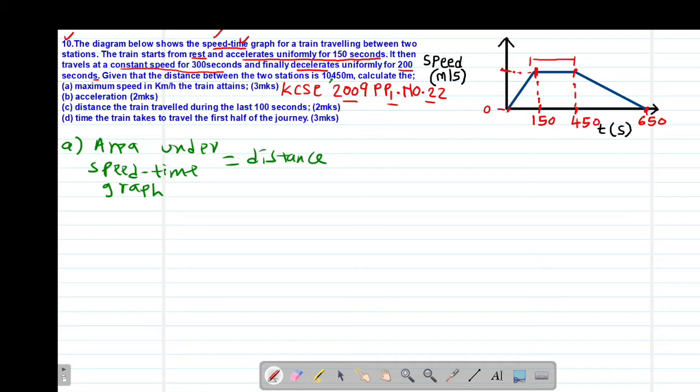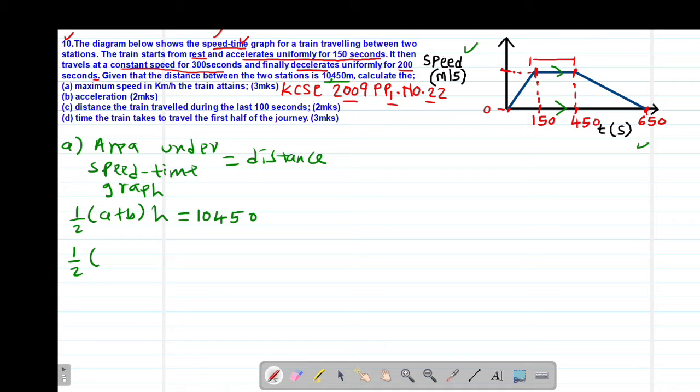Then the area under this particular speed time graph is in the form of a trapezium. Therefore, it means the area of the trapezium, which is given by a half into a plus b multiplied by the height, should give us the total distance, and we are told that the total distance is 10,450 meters. So this will be equal to a half, then into the values of a and b. Remember, a and b are usually the parallel sides. So this is the first parallel side. Then we have the other parallel side.